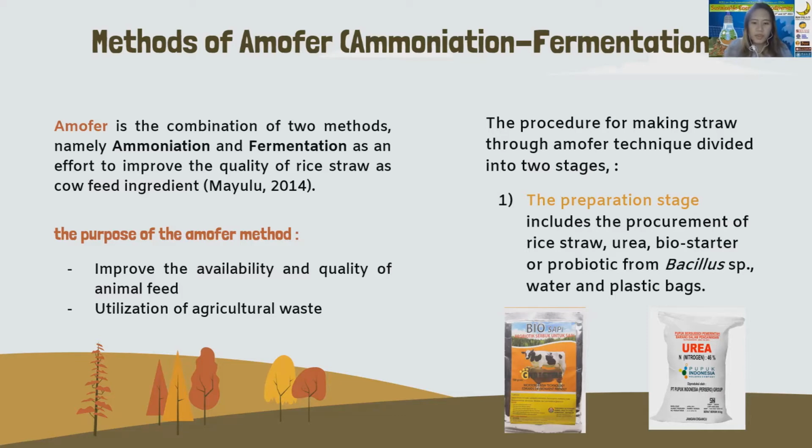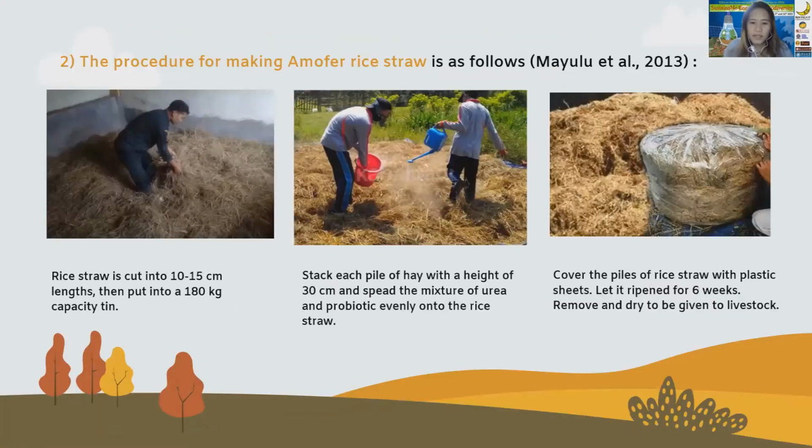The procedure for making straw through the AMOFER technique is divided into two stages. First is the preparation stage, where in this process we prepare the necessary materials like rice straw, urea, and a biological starter. For example, here we used probiotic from bacillus, and also a plastic bag and water. The measurement for each substance is urea 3% and probiotic 1% of total rice straw.